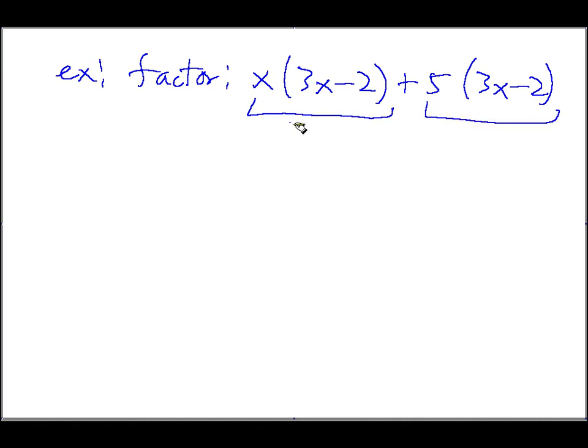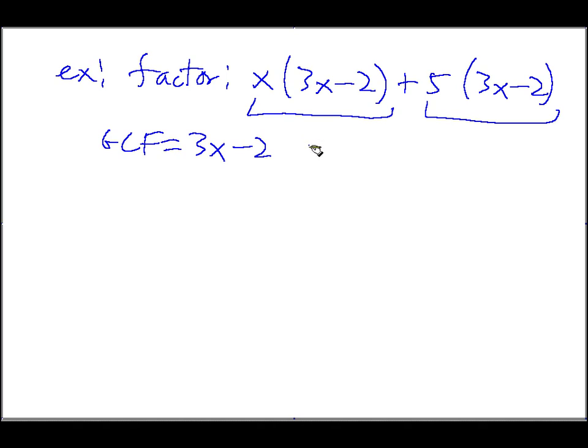Look at this expression as two terms. Here's the first term. Here's the second term. Our first expression, second expression. So look at these two expressions. What do they have in common? Can we see that they have 3x minus 2 in common? So therefore, the GCF of these two expressions will be 3x minus 2. Can we see that? Because both of these expressions have 3x minus 2 in common. Hopefully we can see that.